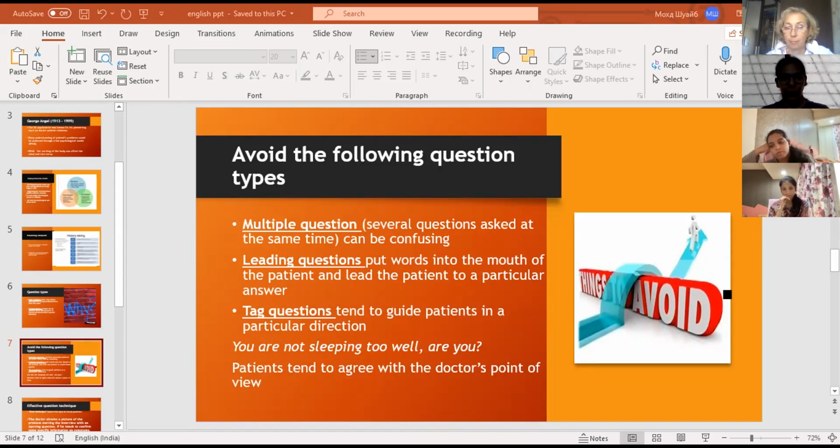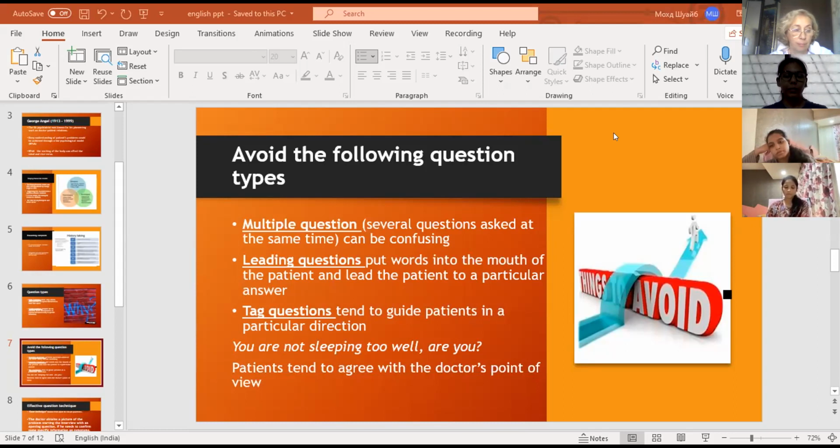And the third is tag questions. Tag questions usually guide the patient in a particular direction, like, isn't it cold, is it. One part of the question is positive and the other is negative, but for the patient it becomes confusing. The patient thinks, is it really what I'm having, or is it really what I'm feeling? So these kinds of questions we should avoid.